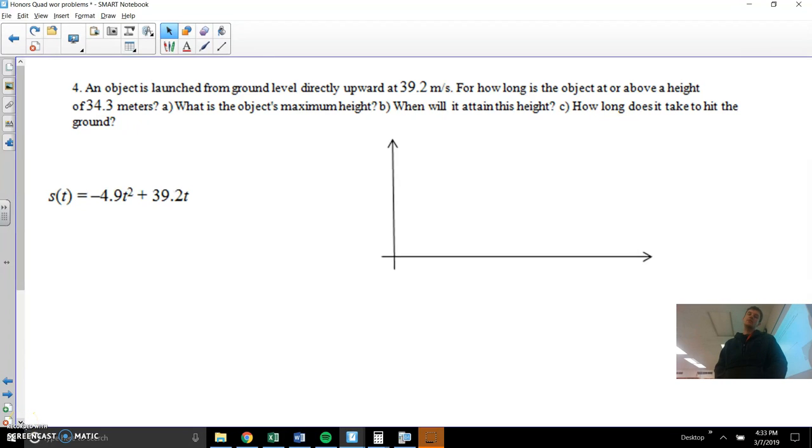Hey honors, we're talking about quadratic word problems today. We also talked a little bit more about simplifying radicals and stuff like that. So let's jump into one of the word problems that I left you for homework and review some of the things we talked about with the other ones.